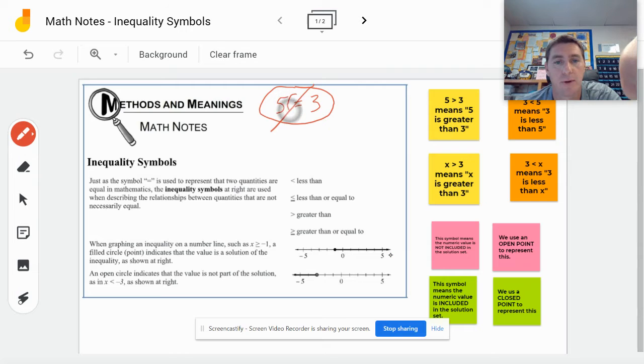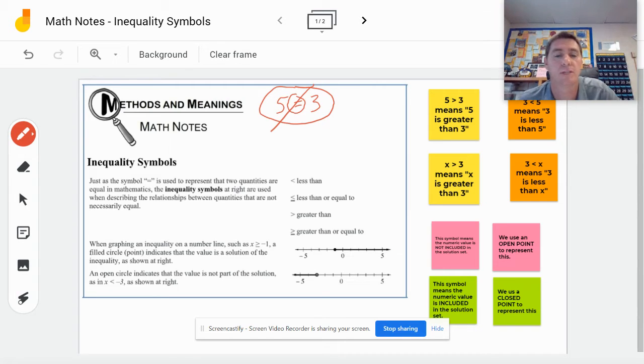And so this symbol right here is going to change. We use the equal sign a lot of the time, but we're going to look at inequalities when things are not equal. And so we would say that 5 is actually greater than 3, right? Or if we flipped it around, we could say 3 is less than 5. They mean the same thing, right? It's just a matter of perspective.